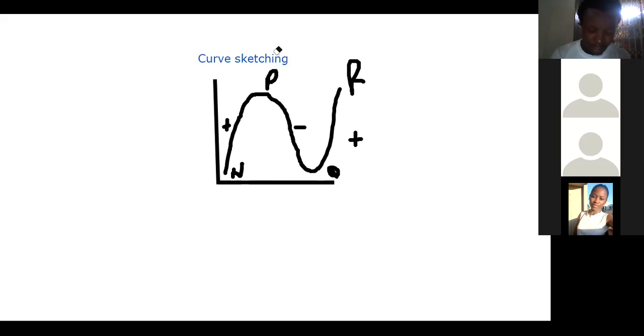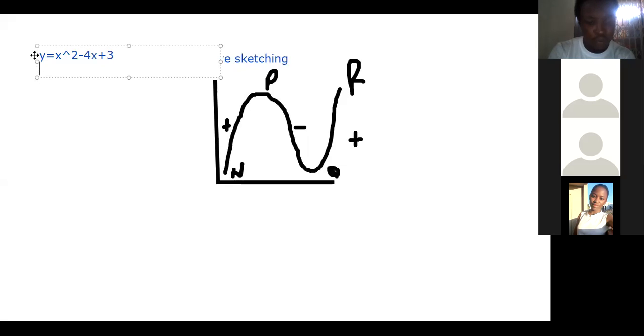We have 3 minutes. Sketch the curve y equals x squared minus 4x plus 3, indicating all its turning points and intercepts. I'll be a little bit fast, but I want to finish. y equals x squared minus 4x plus 3. So that's the curve we are given.